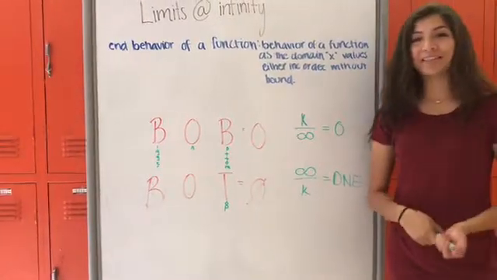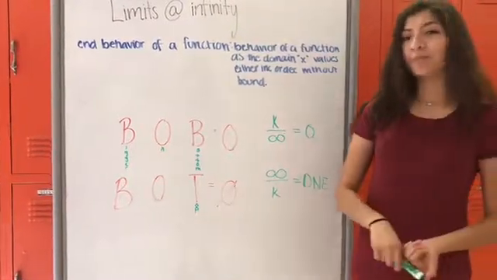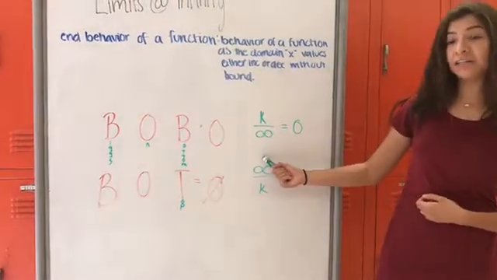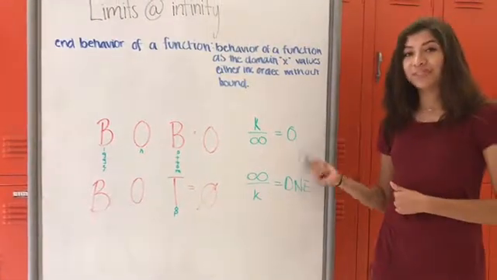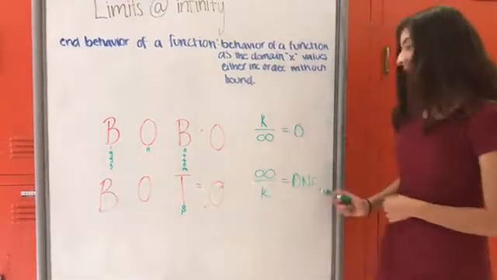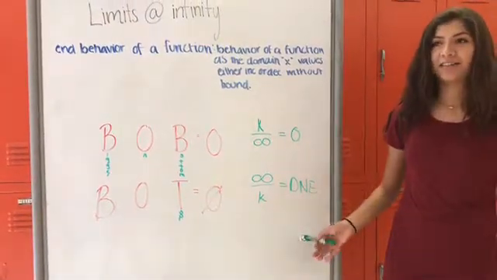When dealing with limits at infinity, a rule to remember is if it's bigger on the bottom or the infinity is on the bottom, your answer is going to be 0. But if your infinity is at the top, your answer does not exist and it's undefined.